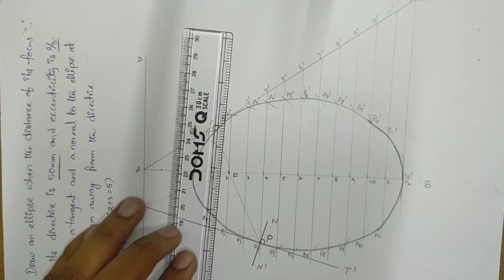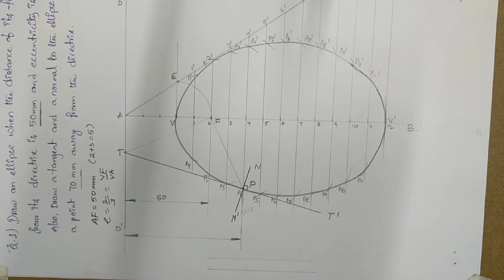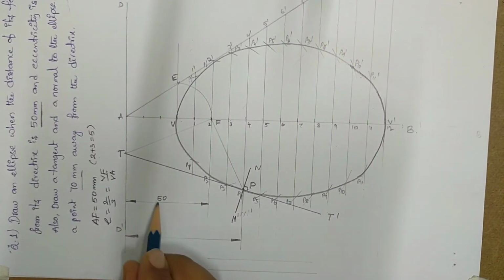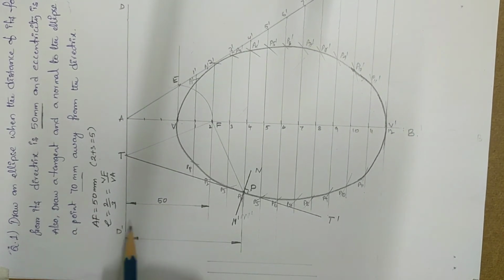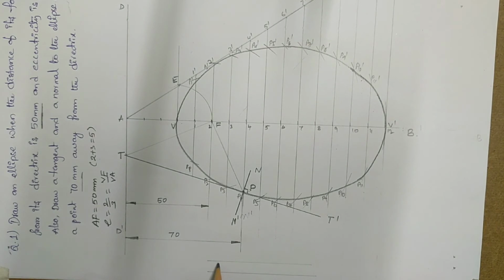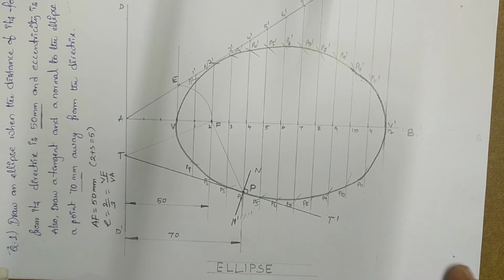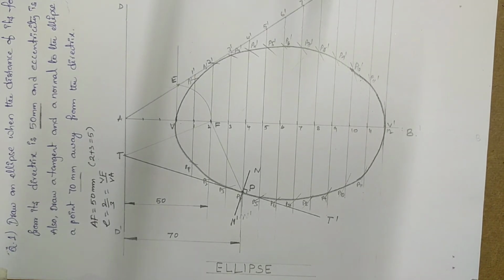Now give the dimensions. AF equals 50 mm. From the directrix to point P is 70 mm. The name of the curve is ellipse. Note: all dimensions are in mm. This is our obtained curve, the ellipse.